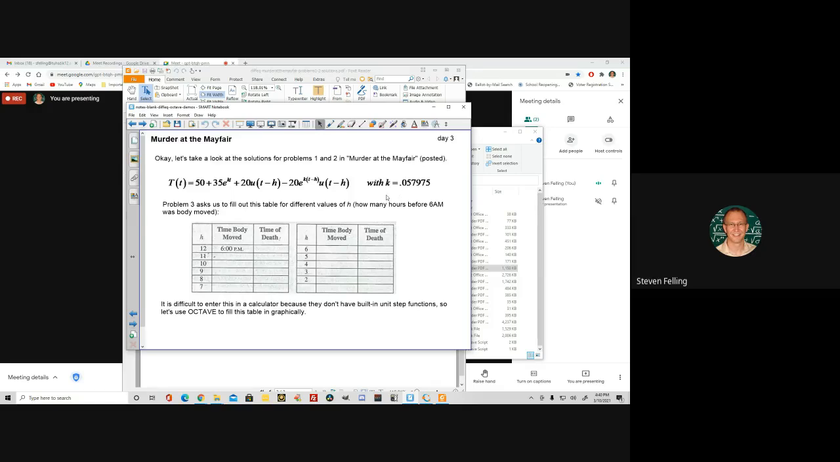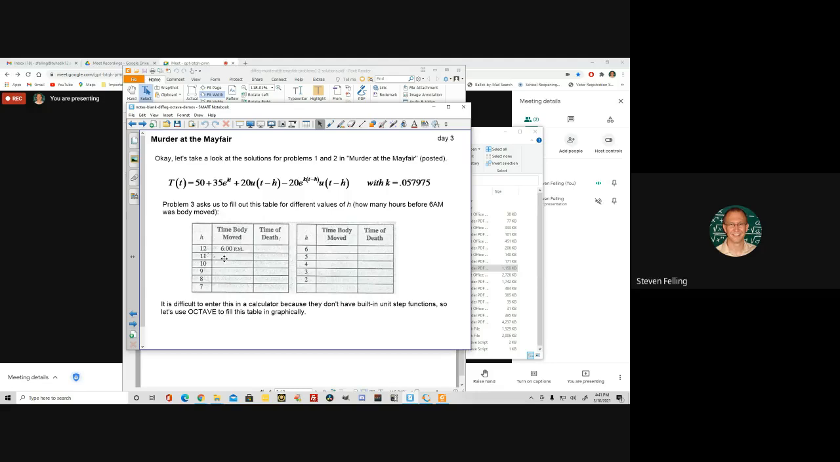Problem 3 says, go ahead and try different values for h. In other words, assume that the body was moved at different times, numbers of hours prior to 6 a.m. So this 12 here means that the body would have been moved from the diner to the freezer 12 hours prior to 6 a.m., which would be 6 p.m.